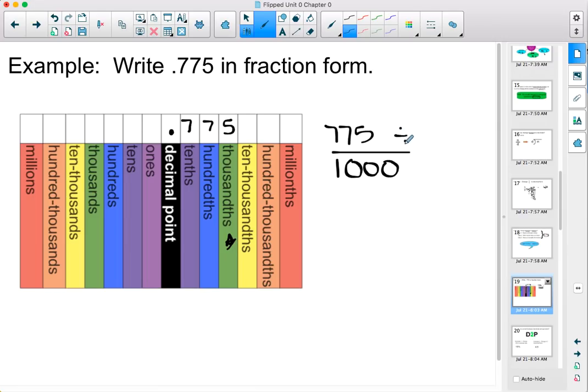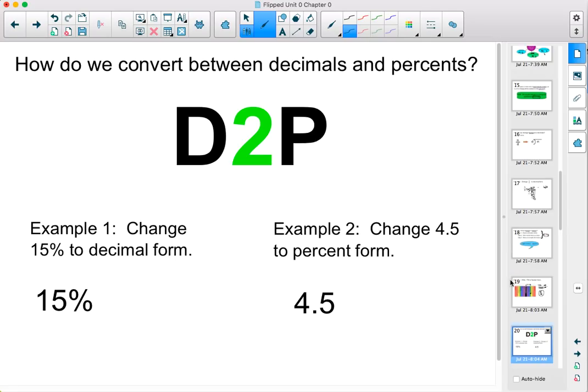And then we definitely want to take some time to simplify this. So I'm going to divide the numerator and denominator by 25 just to speed things up a little bit here. I know that 25 goes into 775 31 times, and 25 goes into 1,000 40 times. If you don't trust me or believe me, go ahead and check my math. Okay? So let's move on. That's how to change a decimal to a fraction.